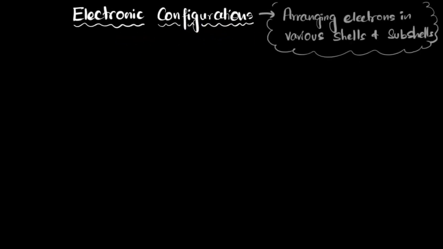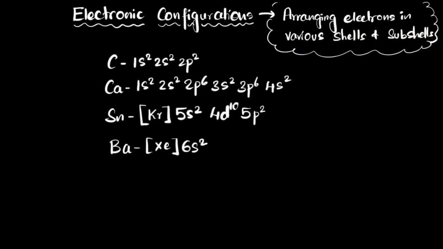Let's explore electronic configurations. It's basically arranging electrons of different elements in various shells and subshells. Let me quickly show you some examples. Yes, this will look overwhelming, but for now, focus on these numbers: 1, 2, 3, 4, 5, 6. These numbers represent the shells, the energy shells.